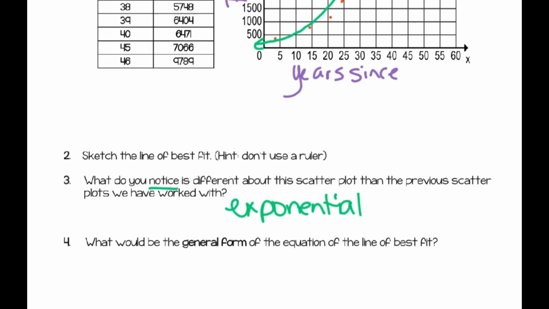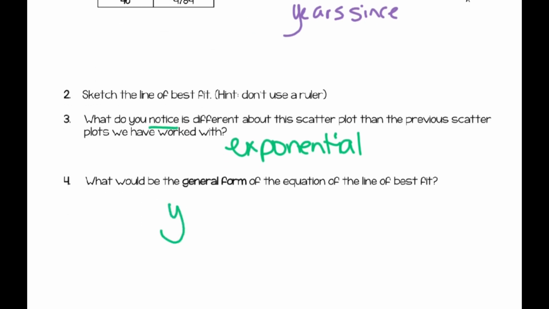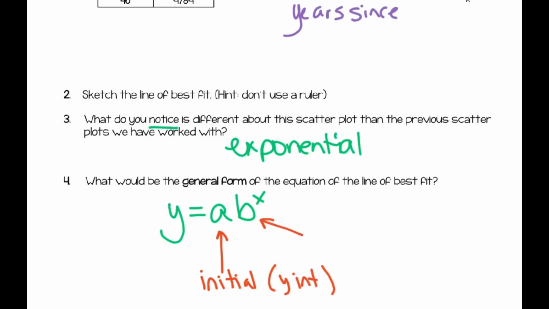The general form of an exponential equation, remember, is y equals a times b to the x power. And remember that a is our initial value, or our y-intercept. And b right here is our rate. Remember, if it's greater than 1, it's growth. And if it's less than 1, it's decay. And it's never going to be equal to 1.